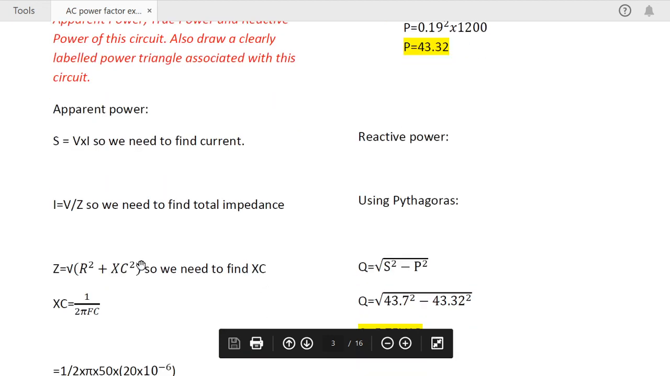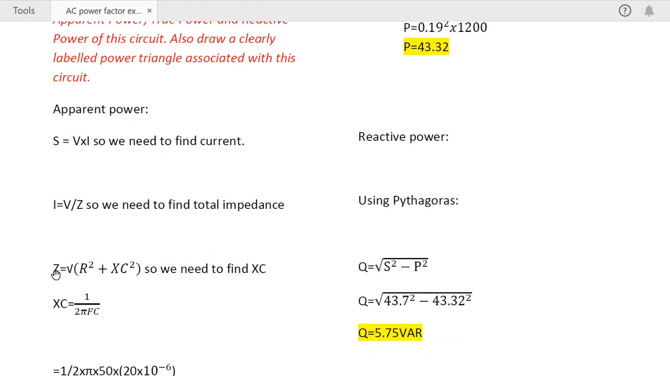In order to find the total impedance, if we think about our impedance triangle, remember that's essentially the same thing as our power triangle, it's the square root of R squared, that's our resistance, plus XC squared, the two sides of our triangle. So XC will be one side of the triangle, R will be one side of the triangle, and Z, the total impedance, will be our hypotenuse. So that's how we're going to work out Z.